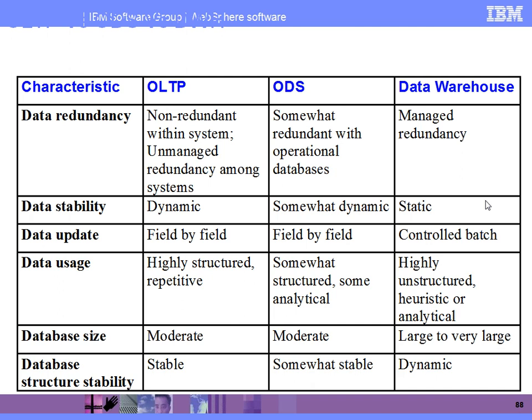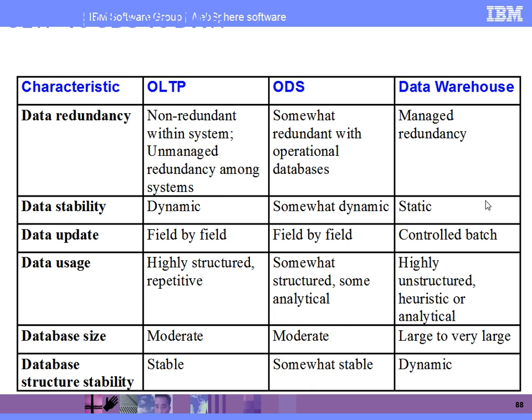Because it is summarized, it simply maintains analytical data, which is useful for business analysis and also for the business decision making process. And database size wise, OLTP and ODS are normal, or moderate, in size, but when it comes to the warehouse, it is very, very big in size.